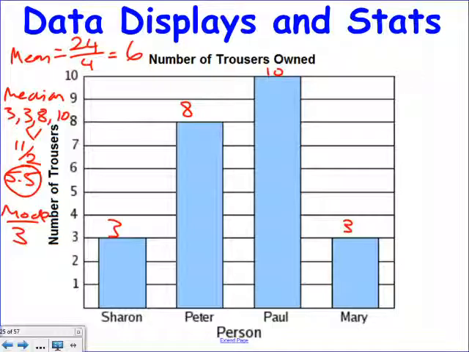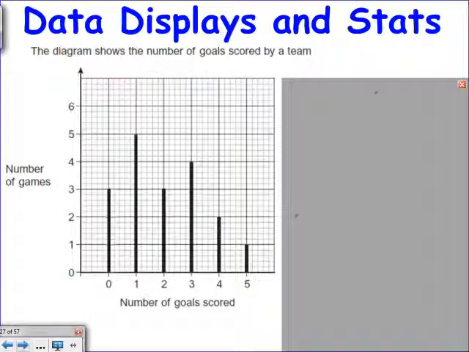Okay? And what's the range of my data? 10 minus 3. Good. 10 is the most number of pairs, minus 3 is 7 pairs of trousers. So can you see from a simple bar chart, you can calculate a mean, median, mode and range based on the data. It's just another way of displaying this. Yeah, does that make sense? Good. Right, going to ramp it up a little notch.